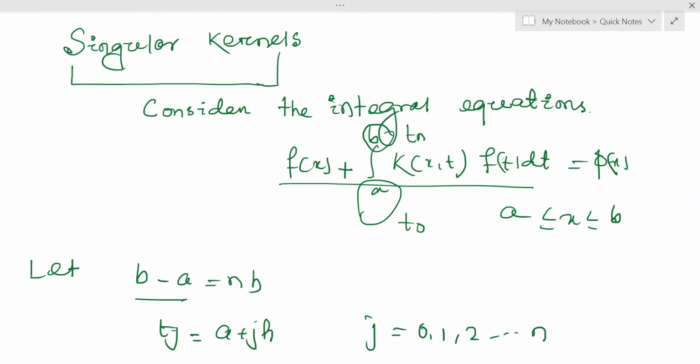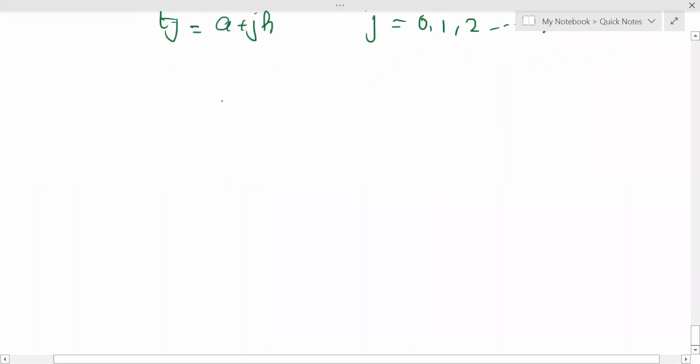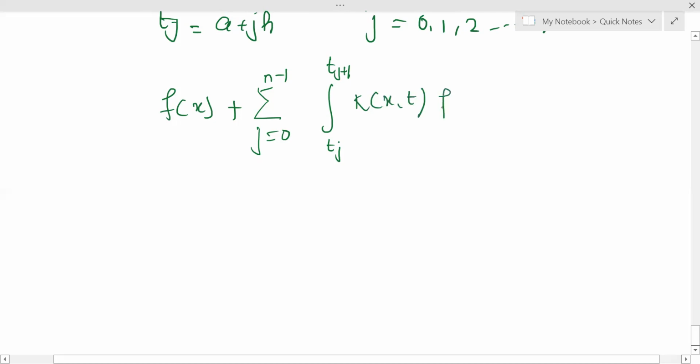कर्नल इक्वेशन जो था f(x) प्लस समेशन ओवर, f(x) plus summation over j is equal to 0 to n minus 1, the integral between t_j and t_{j+1}, and that integration is k(x,t) f(t) dt, that is equal to φ(x).